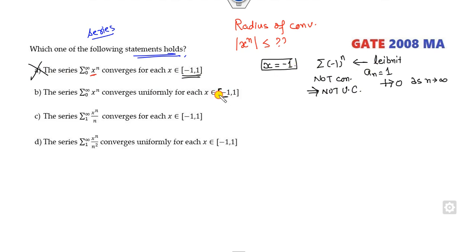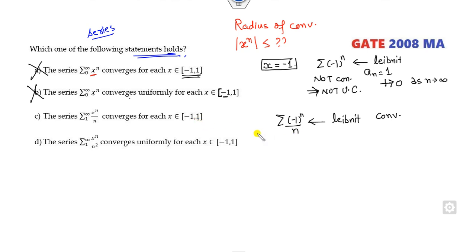Again, x is equal to minus 1 is there, so it is not uniformly convergent. At x is equal to minus 1, what is the series? Minus 1 raised to power n over n. So what is that? Again, this is the alternating series. So you can see this is my Leibniz test and it is convergent.